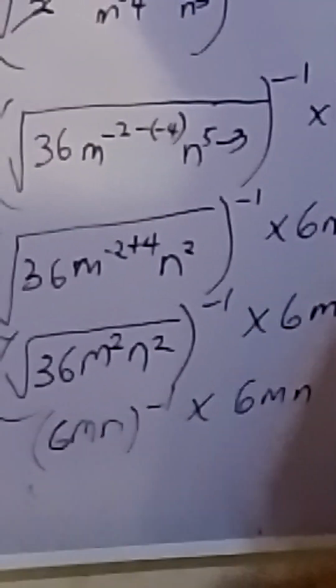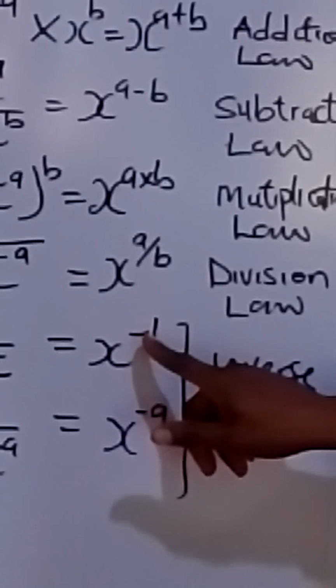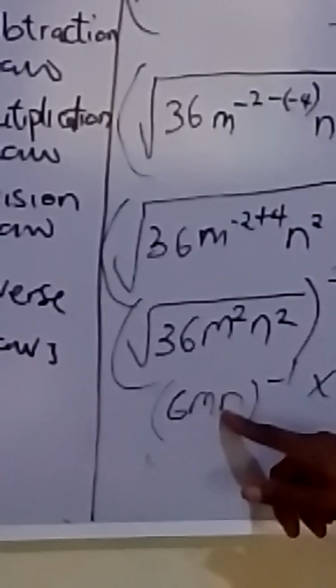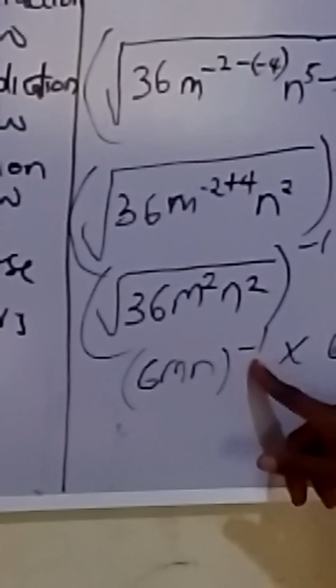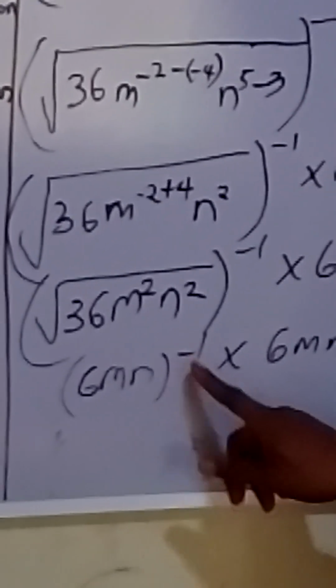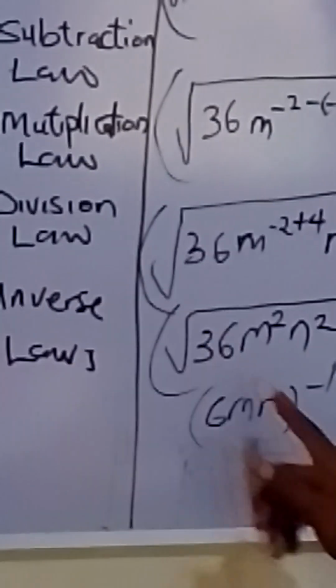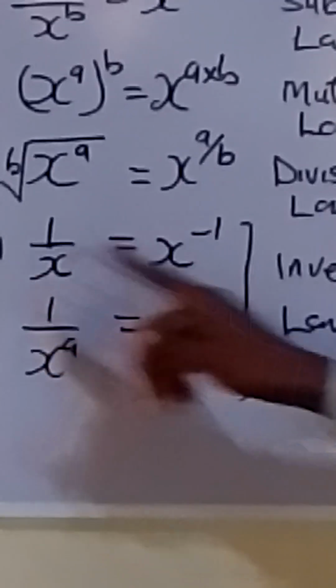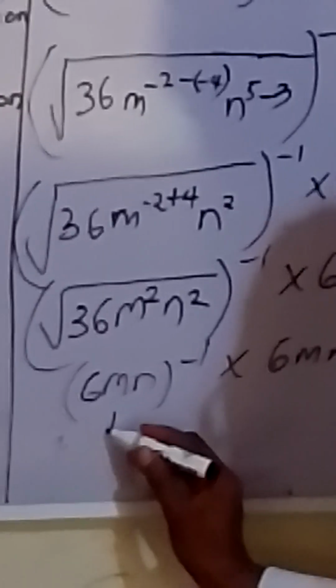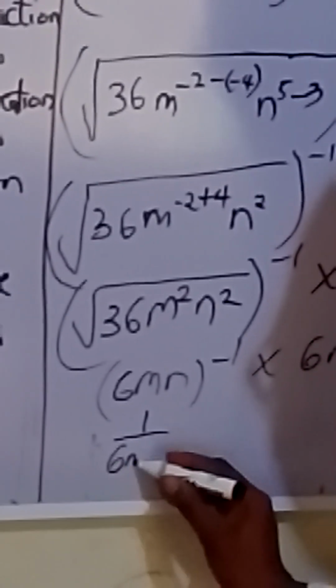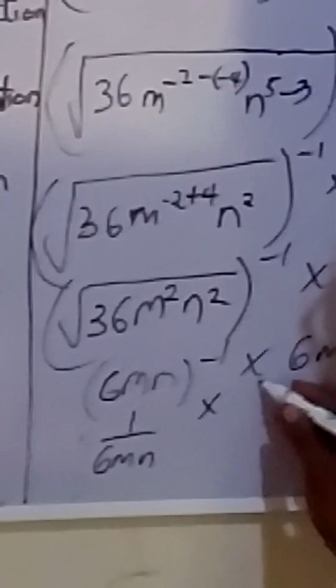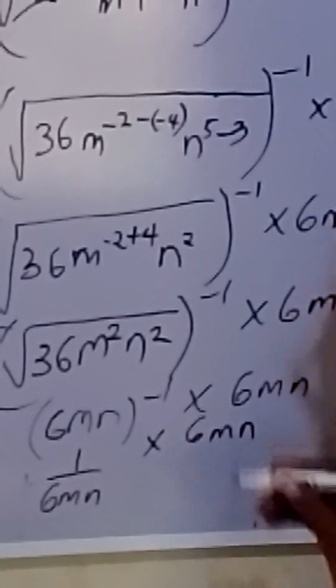So having done this, we now apply the inverse law. If you look at this now, you see this is x raised to the power minus 1. 6mn is serving as our x now, and it's raised to the power minus 1. Like I told you, you can go from left to right and from right to left. So here now we are going from right to left. That means, what will it be now? It's going to be 1 all over 6mn times 6mn.